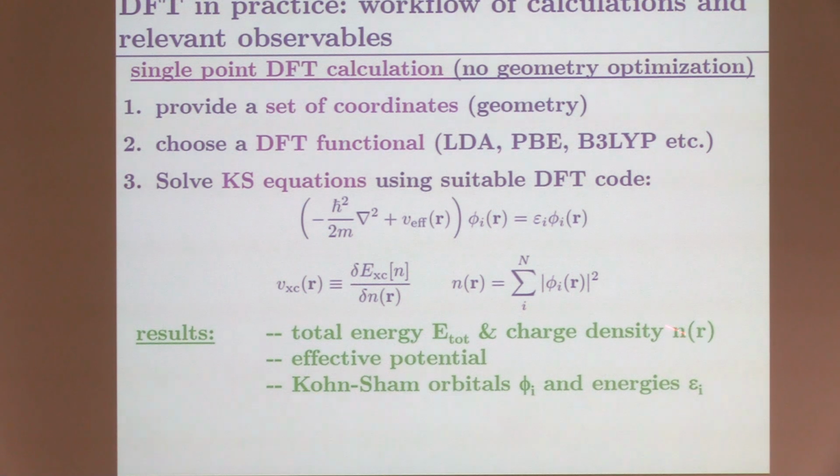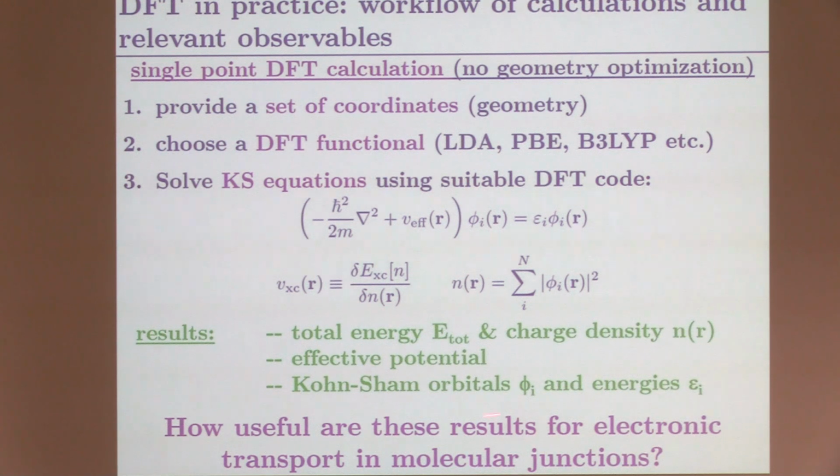I'll also get the charge density of it. I can calculate the effective potential of my electrons from here. And then I get so-called Kohn-Sham orbitals and energies. These are the single particle states that appear in the Kohn-Sham equation.